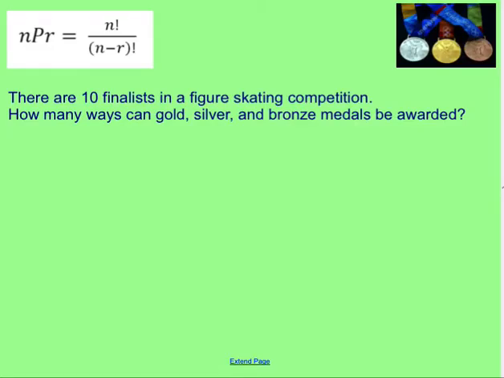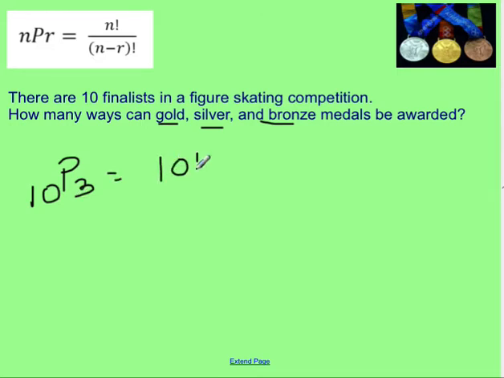For number 3, there are 10 finalists in a figure skating competition. How many ways can gold, silver, and bronze medals be awarded? Well, let's think about that. There's 10 finalists, and we're picking 3 of them. And the order matters, right? Because the gold is totally different than a bronze. So let's calculate this out.